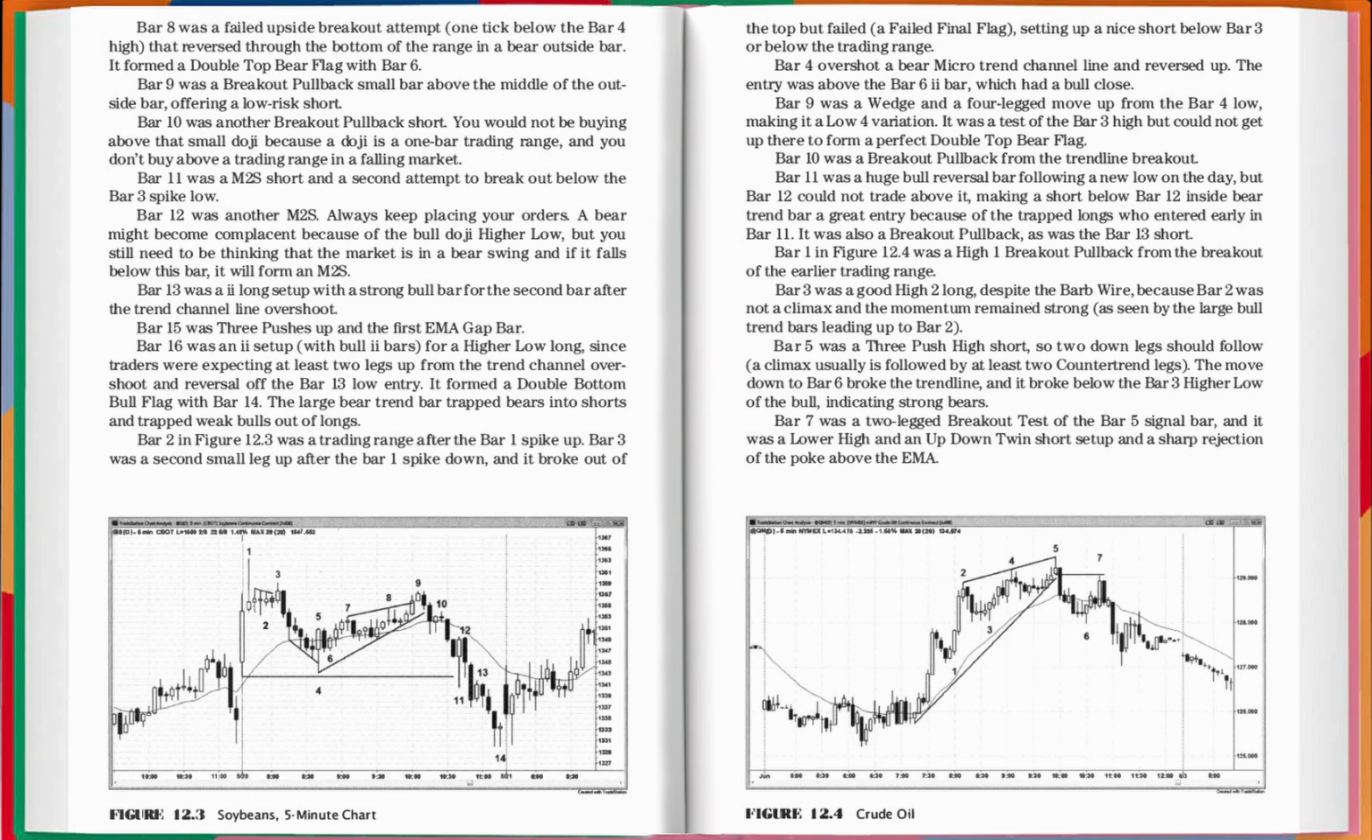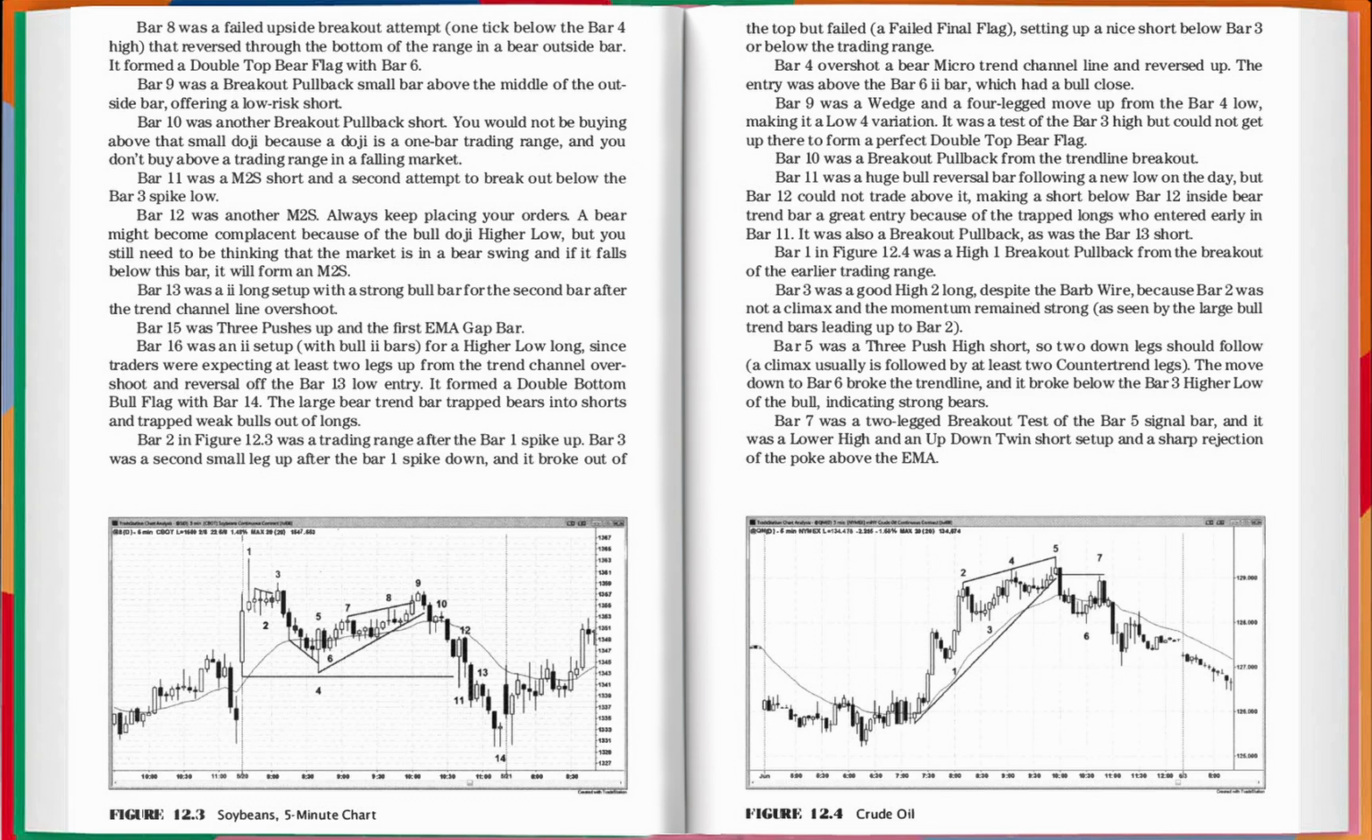Bar 10 was another breakout pullback short. You would not be buying above that small doji because a doji is a 1-bar trading range, and you don't buy above a trading range in a falling market. Bar 11 was a M2S short and a second attempt to break out below the bar 3 spike low.